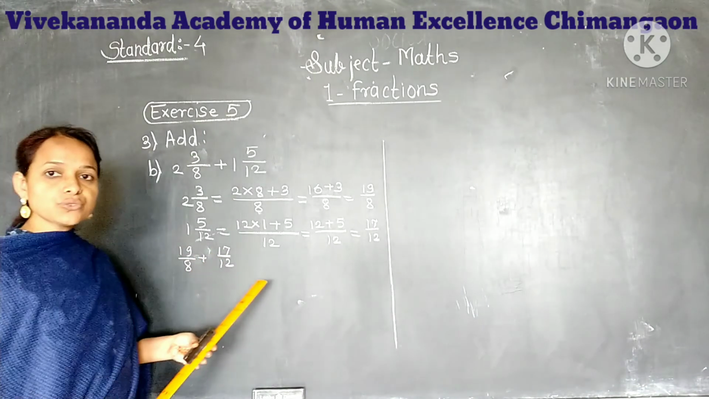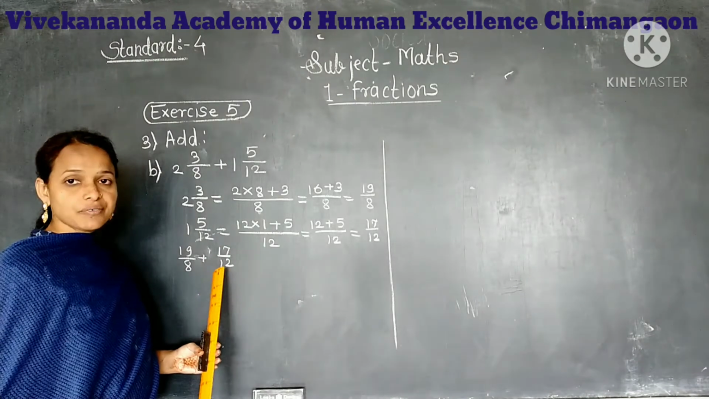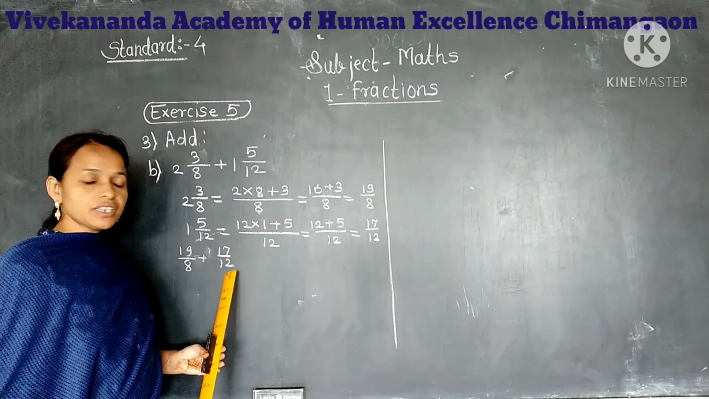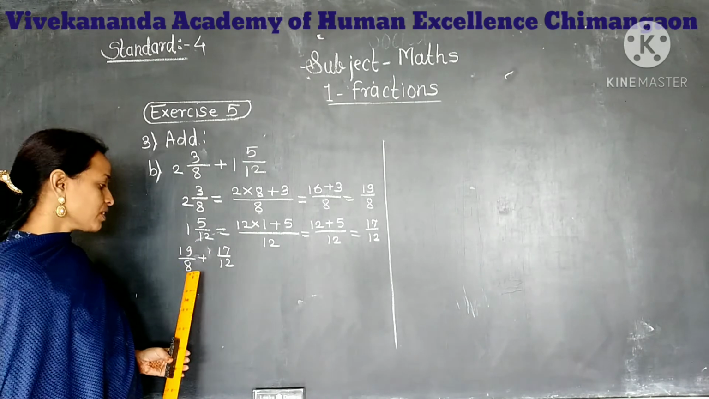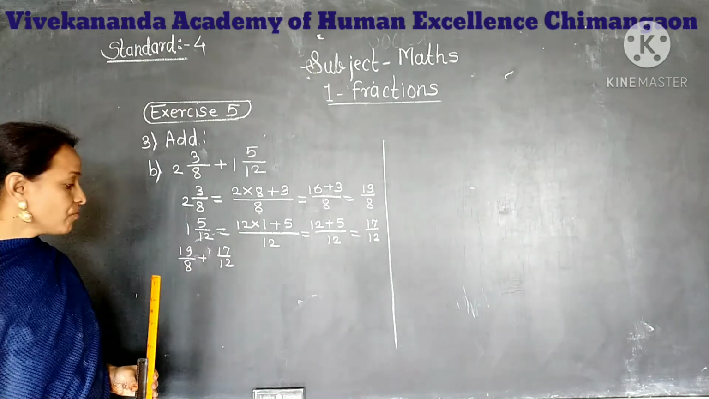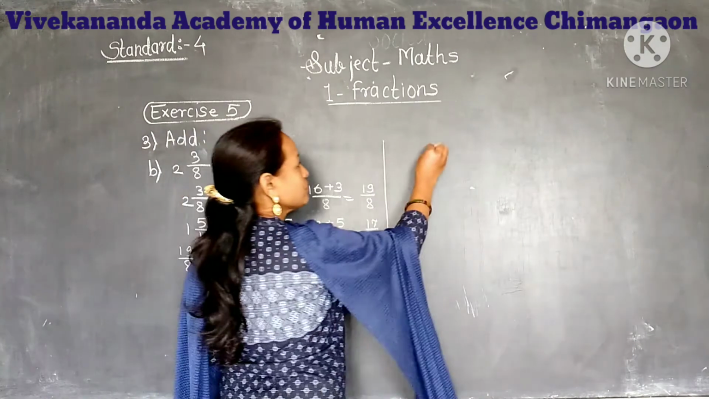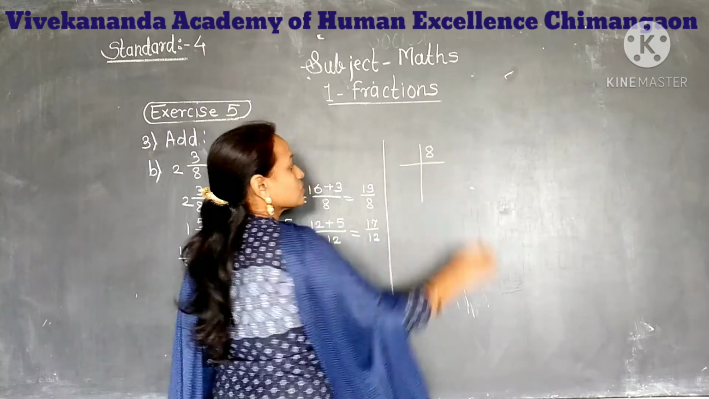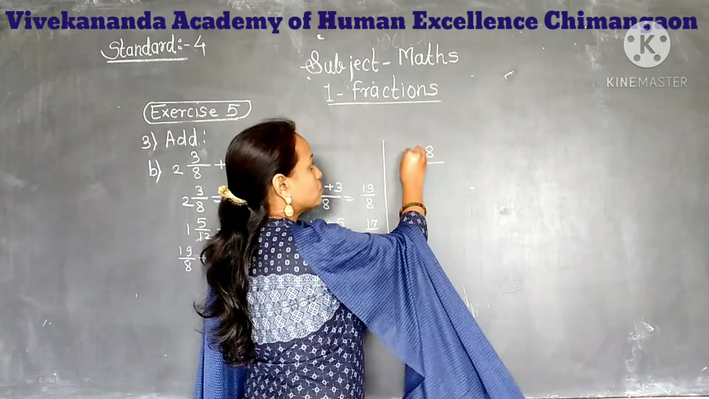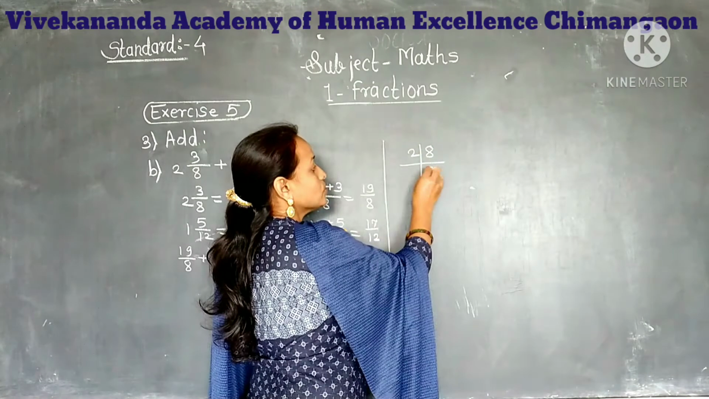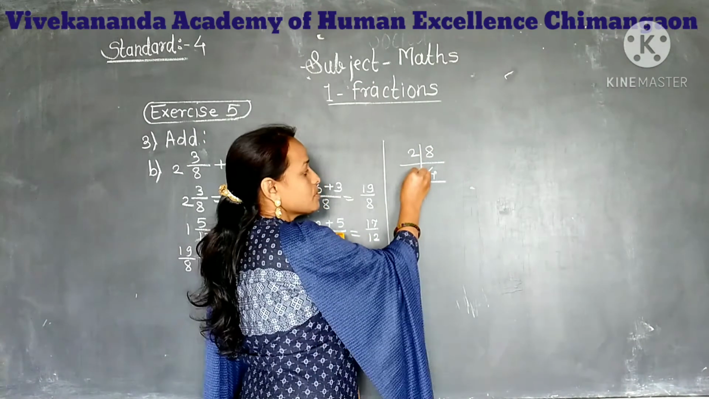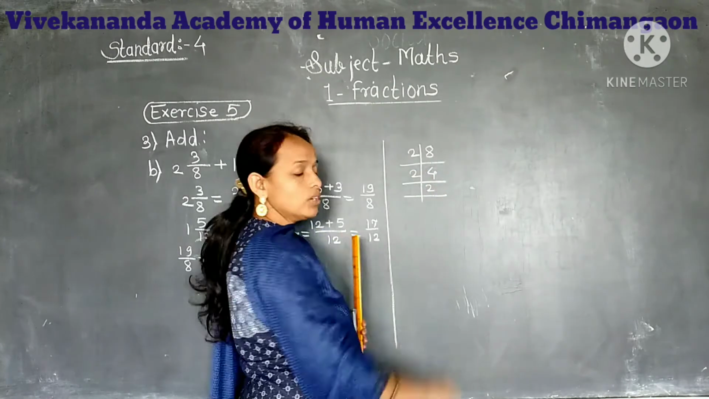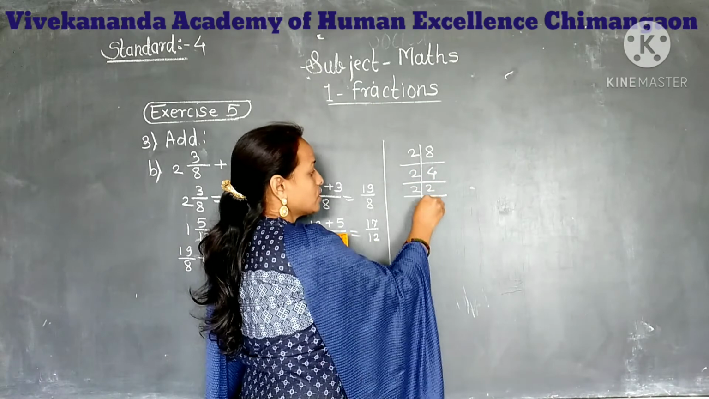But these two fractions are unlike fractions. So we have to first convert them into like fractions by finding the LCM. Now prime factorization of 8. It's divisible by 2. 2 2s are 4. Sorry, 2 4s are 8. 4 is divisible by 2. 2 2s are 4 and 2 1s are 2.